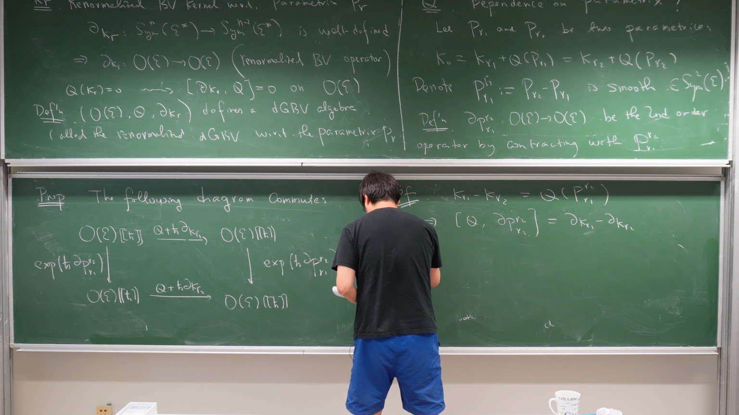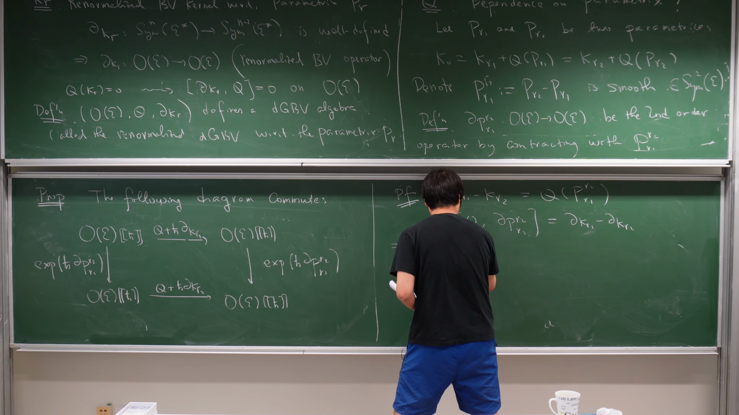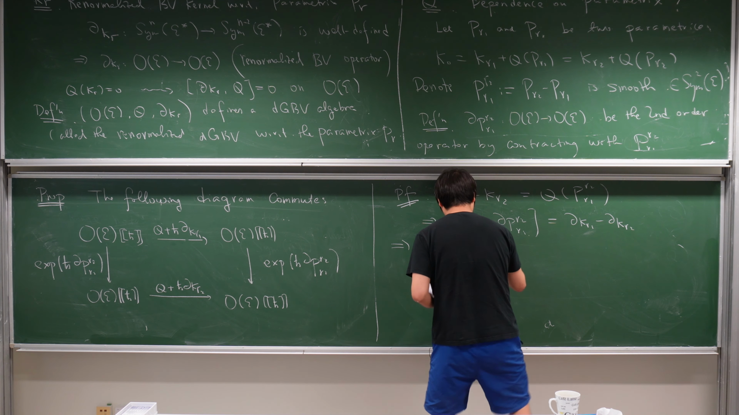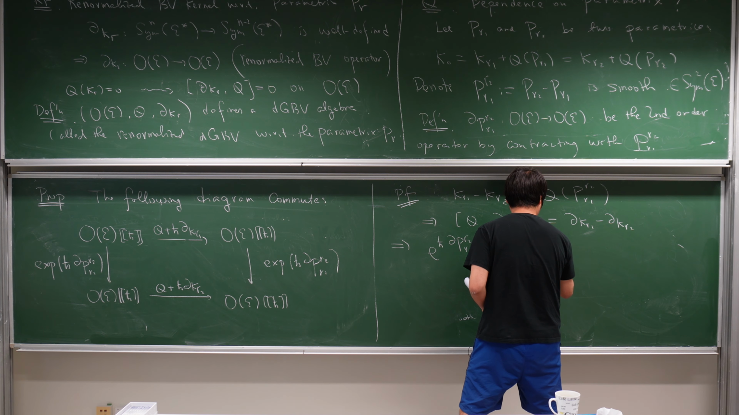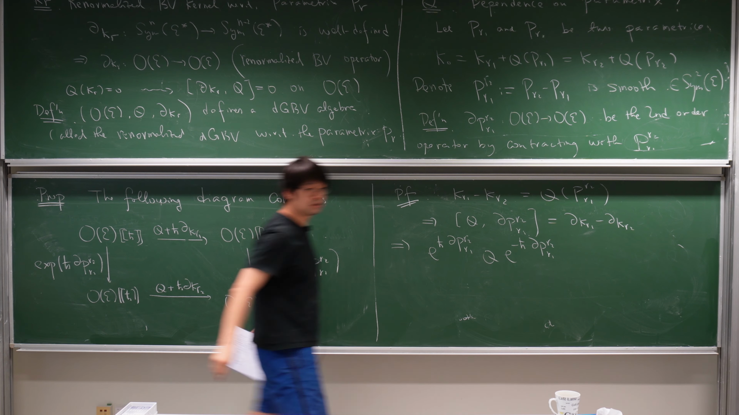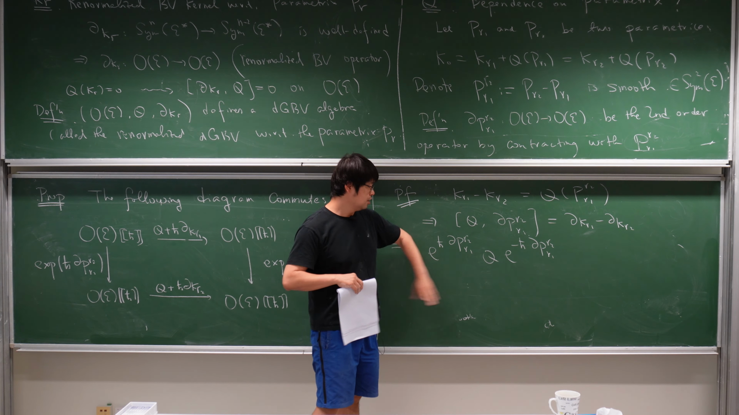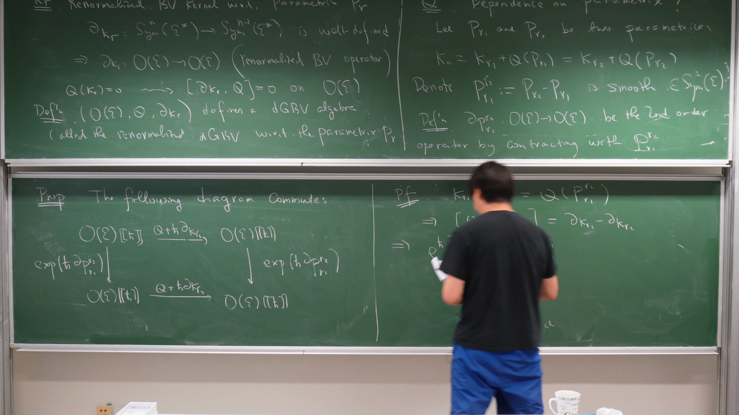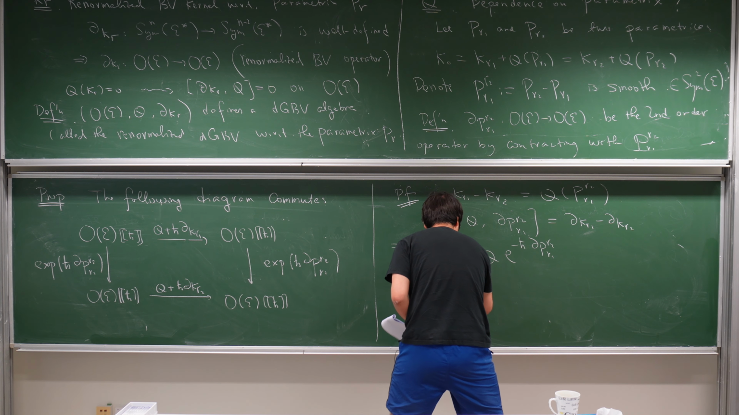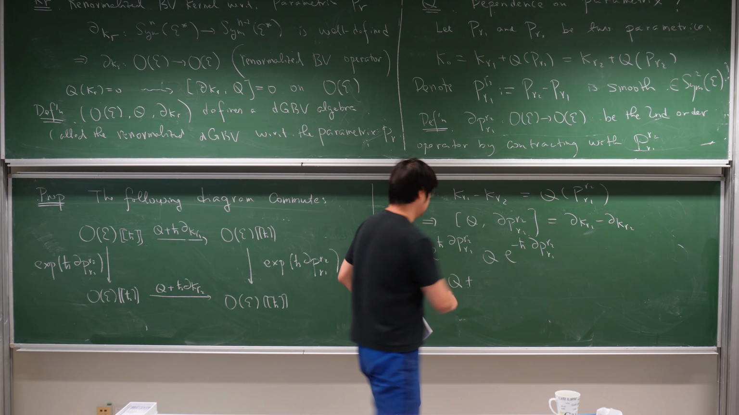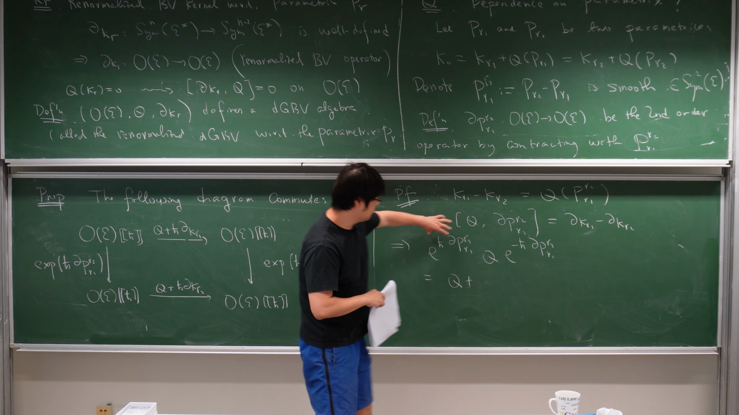Then if you try to compute, for example, the conjugation, we know that if you conjugate some operator by this exponential, you can expand it in terms of commutators. The leading term is Q. The second term is the commutator of this one with Q.